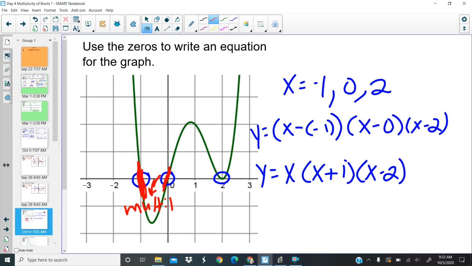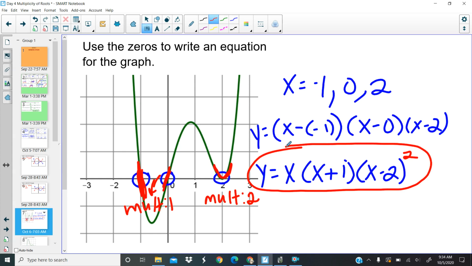And then where x equals 2, it comes down and hits the axis and then goes back up. So that's going to be a bounce, and a bounce has a multiplicity of 2. So then on that last factor, x minus 2, we're going to go ahead and put an exponent of 2. And then this would be our answer.